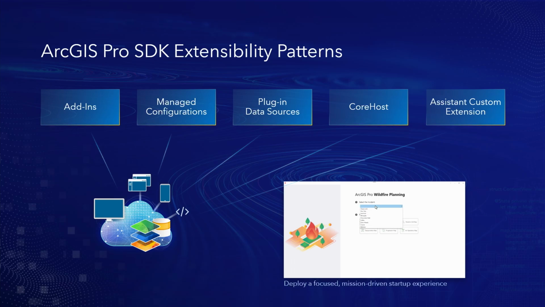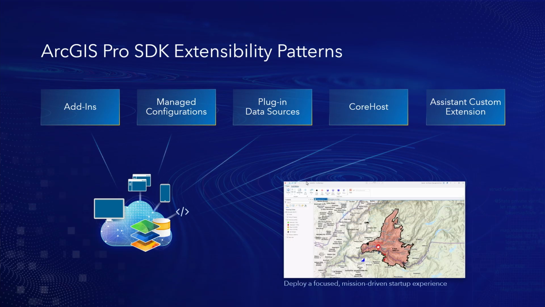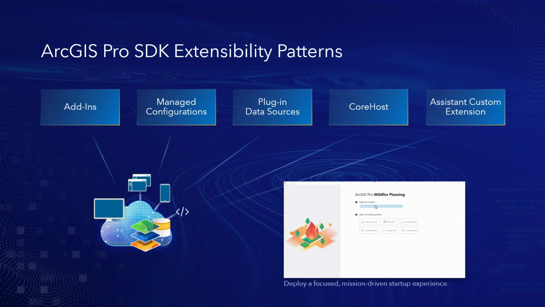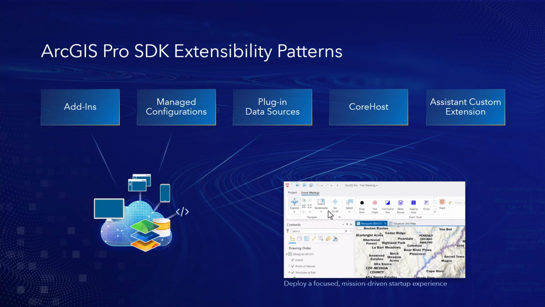Now, there are 5 key patterns to extend ArcGIS Pro. The first one is add-ins, which is the primary pattern, and a lot of our users do that by building new tools. Now, this could range from a single button doing one simple task to as complex as a full-blown extension with custom ribbons, dock panes, and tabs.